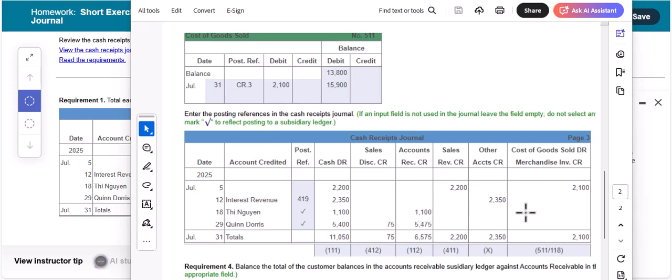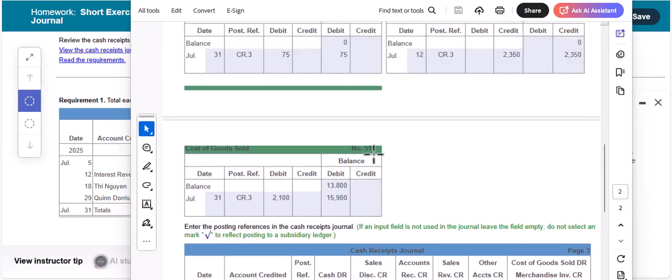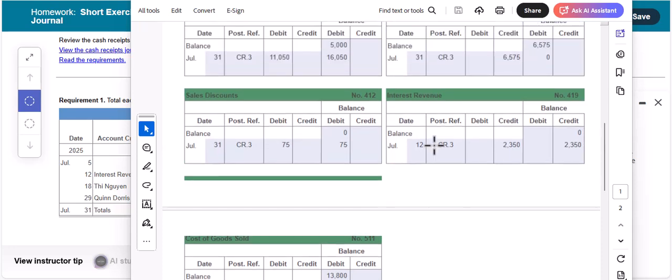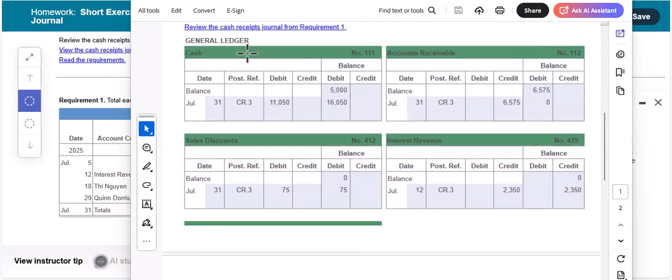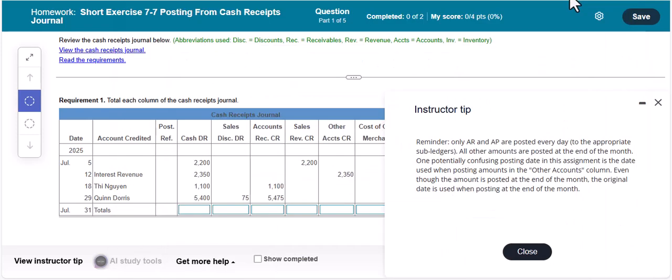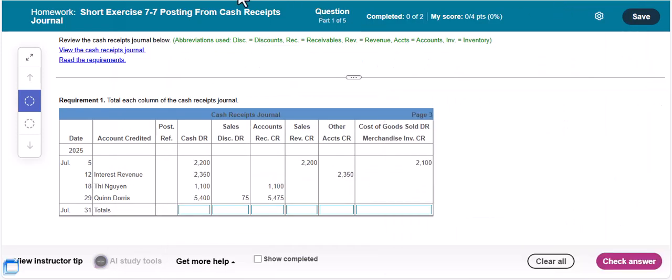Again, here is that amount of 2350 we are posting to interest revenue, and we're going to post it to the interest revenue subledger up here. And notice, even though it's being posted at the end of the month, we are keeping the original July 12th date, unlike the other accounts here. So that's the only posting date that's kind of confusing in this problem. Let me go ahead and minimize this and get back to our problem.